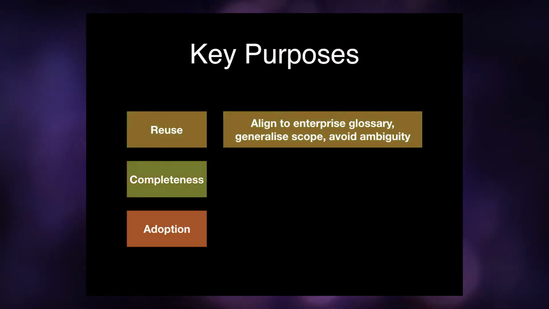I have been in many places where after about $50,000 or $100,000 is spent on requirements, they go, I don't think that's in scope. And you go, seriously? How does a project get into the middle of it and not understand its scope? Completeness.